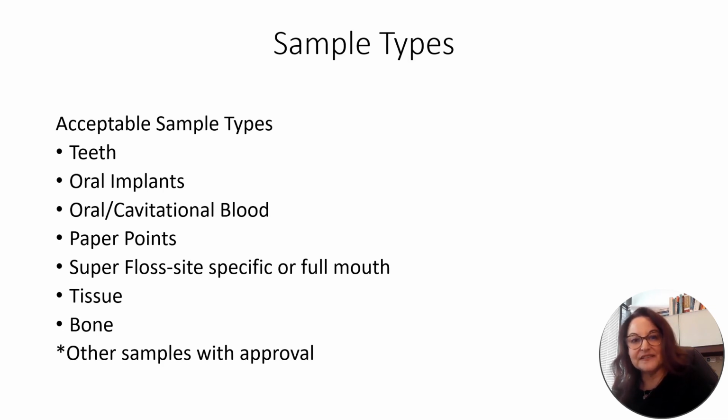The oral panel is typically utilized for samples obtained from the oral cavity. Typical sample types are teeth, extracted oral implants, oral and cavitational blood, paper points, superfloss, which can be both used in a site-specific or full mouth survey manner, tissue, bone, etc. Other sample types, both oral and non-orally based, can be discussed with the laboratory before submission.